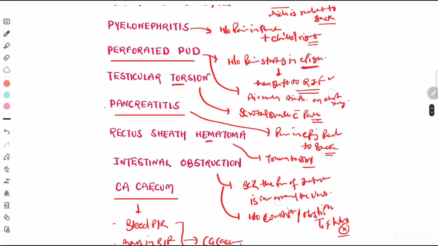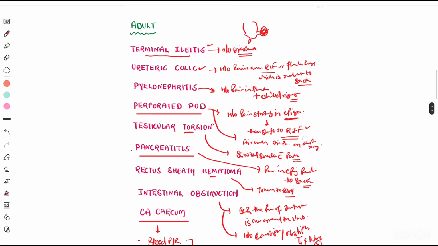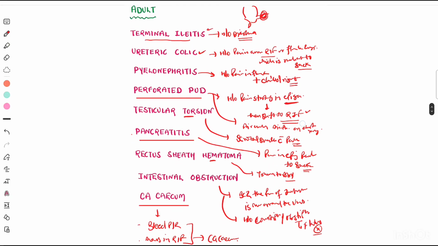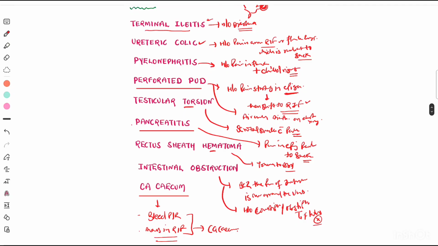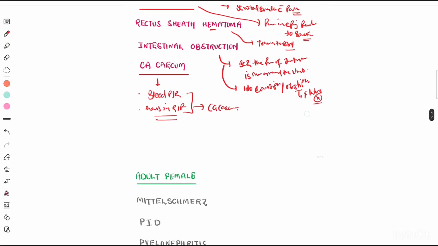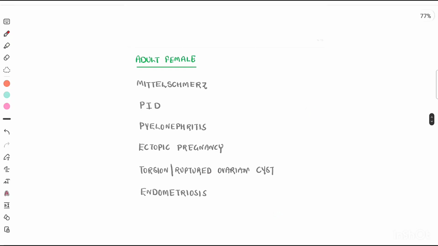So these are all the DDs of appendicitis in case of an adult male, and you have to differentiate them on the basis of history. I have already discussed the clinical points which point toward the particular diagnosis. So after the male, we are going to discuss the DDs in adult female.